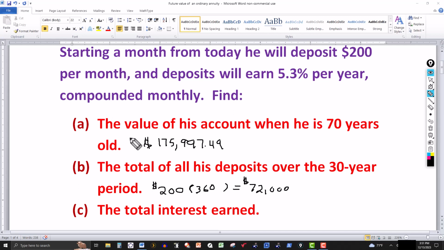Now what's the total interest? Well, if he pays this much over the 30-year period, and he ends up with this much, 175,997.49, subtract 72,000 gives us the interest. So the interest is 103,997.49. So those are the answers to these three parts here.